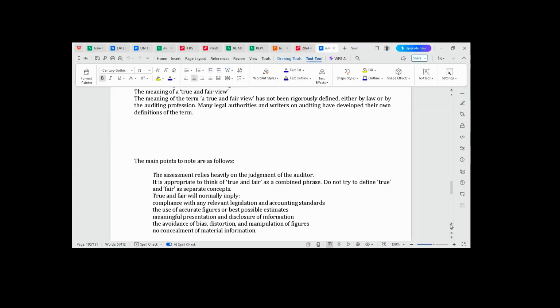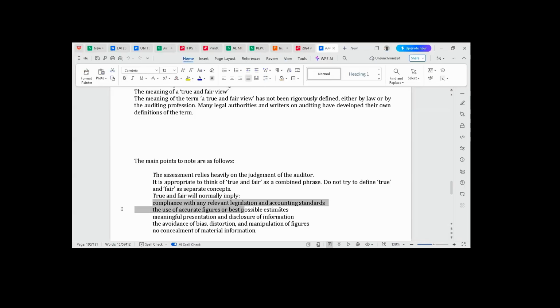Now, true and fair view can connote any of these five interpretations. So they can ask you in an examination, what is the meaning of true and fair view? What they expect you to write is to explain all of these connotations. You should not leave any one of them out. So the phrase true and fair view can depict any of these. Number one, that the financial statements comply with all relevant legislation and accounting standards.